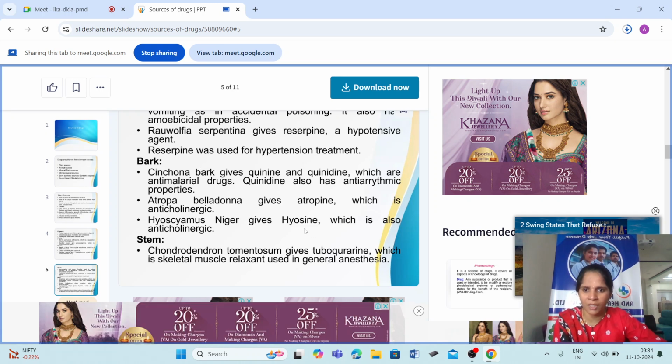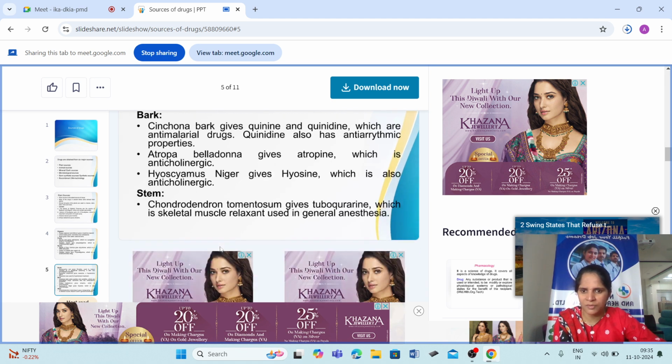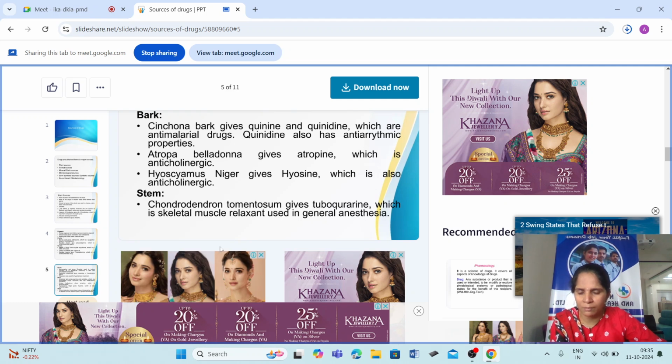Which part are we going to use here? In case of bark, what are the three examples? One is cinchona, the other one is atropa belladonna, and next you have hyoscyamus. And next we have the stem part. In the stem part, what plant are you going to study? We have chondrodendron tomentosum. It gives tubocurarine, which can be used as a skeletal muscle relaxant.